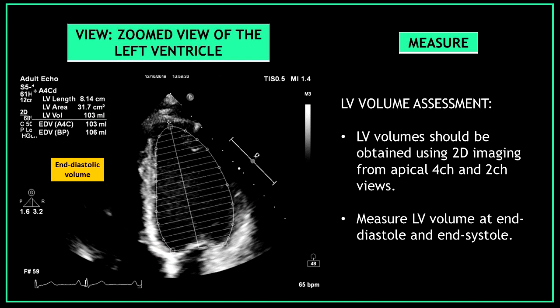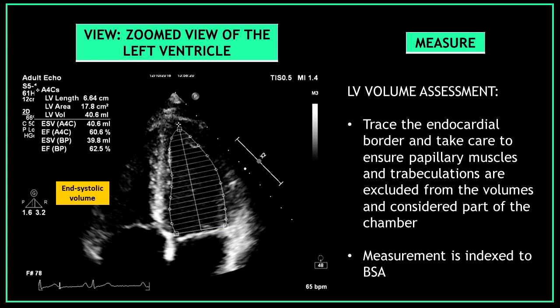In the same view, start with the left ventricular volume assessment. Measure the left ventricular volume at end of diastole and end of systole. Left ventricular volumes should be obtained using 2D imaging from the apical 4 chamber and 2 chamber views. Trace the endocardial border and take care to ensure papillary muscles and trabeculations are excluded from the volumes and considered part of the chamber. And all measurements should be indexed to body surface area.